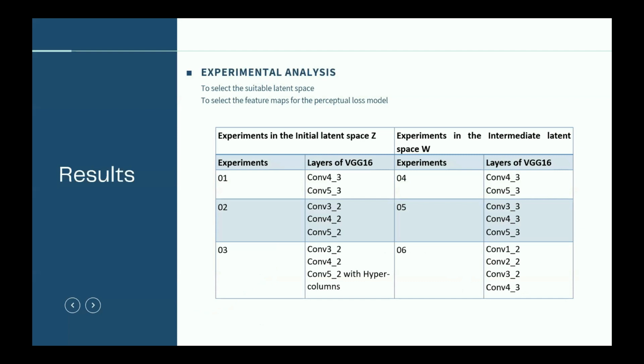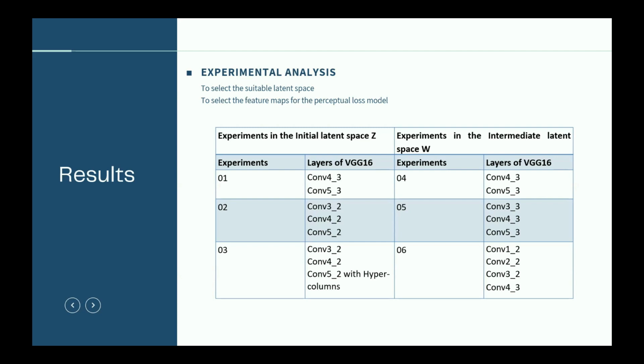So now let's look at the experiments and the results we obtained. When talking about the StyleGAN2 architecture, I said there are two latent spaces, the initial latent space and the intermediate latent space. So we needed to select which latent space suited best for the model. That was one experiment we did, and the other was to select the most suitable feature map to optimize the perceptual loss function.